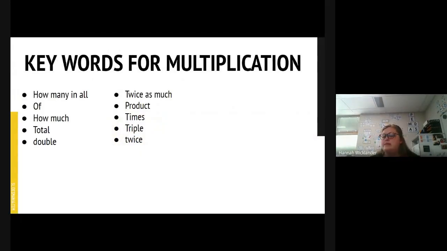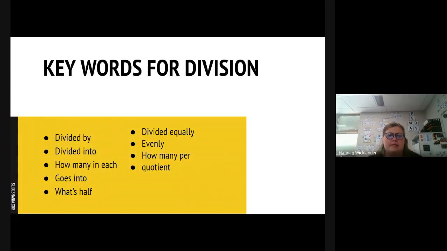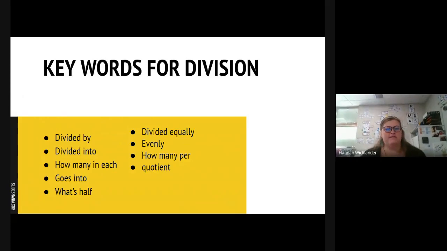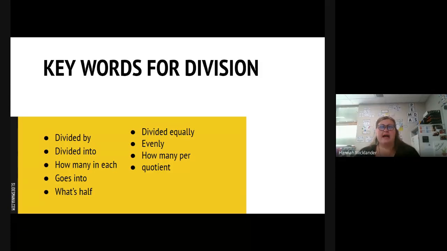Multiplication doesn't have quite as many, but usually it'll be how many in all, twice as much, of, how much, total, double, triple, twice, product. Those are some words that if you see that, you know multiplication. And then last we have division: divided by or divided into, divided equally, how many in each, goes into, what's half, how many per, how many, how much more, and quotient mean division. So if you see those words in the story problem, you know you're going to divide.